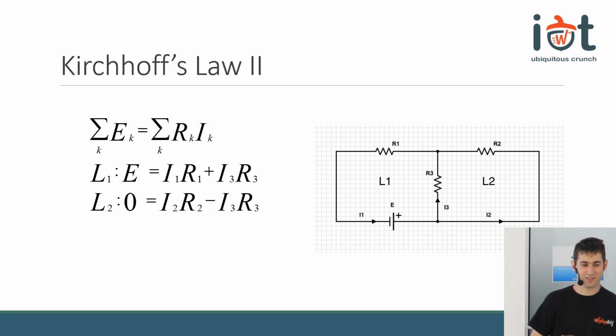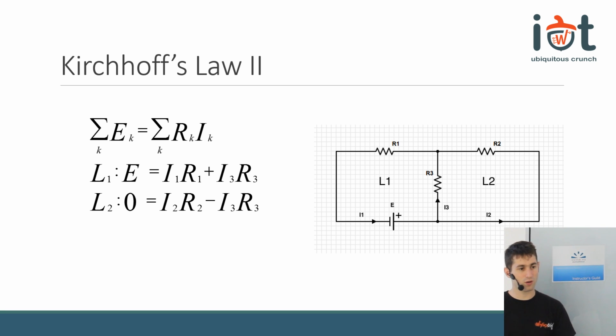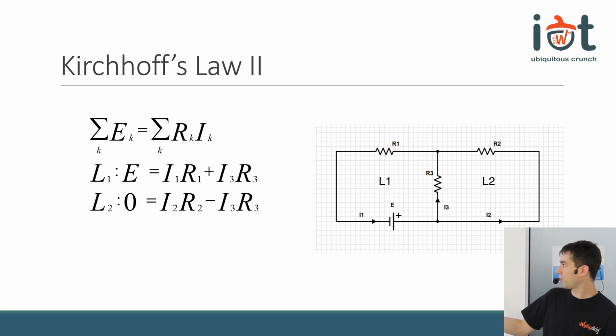Second Kirchhoff's law. This is related to loops. So loops are these ones, L1 and L2. The law states that the sum of the power sources in a loop is equal to the sum of the voltage drops in the loop. We have one single power source over here, which is E. So for loop number 1, we have E equals the voltage drop over R1, and this is I1 times R1. So I1 flows in this direction. As it is the same direction as the power source, it's going to be considered positive.